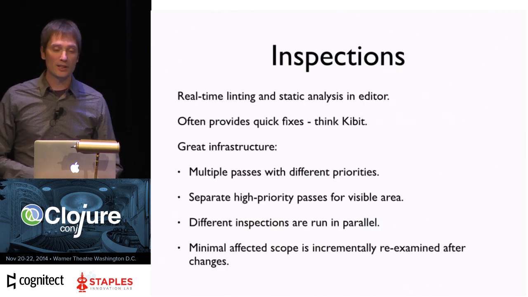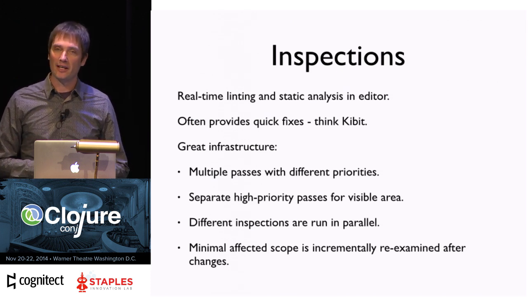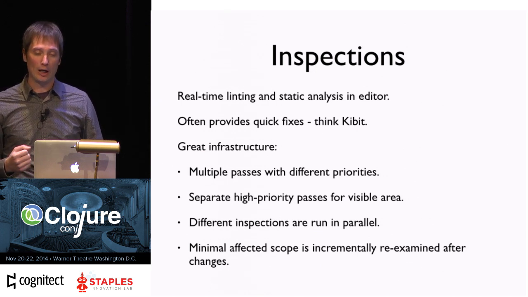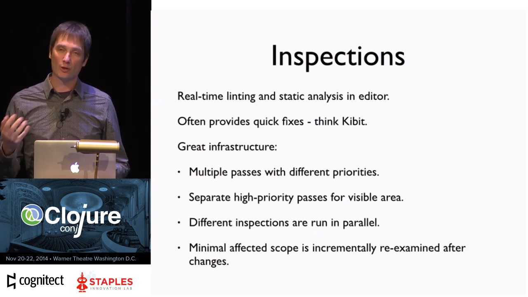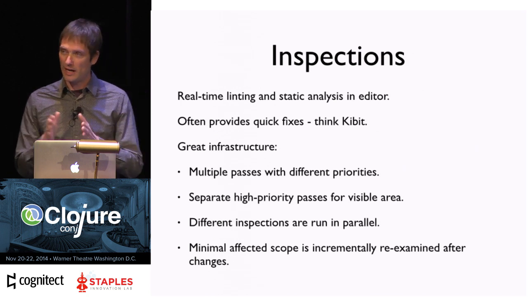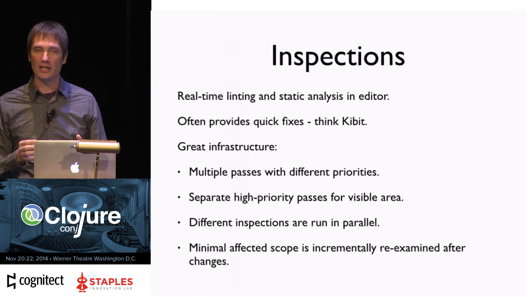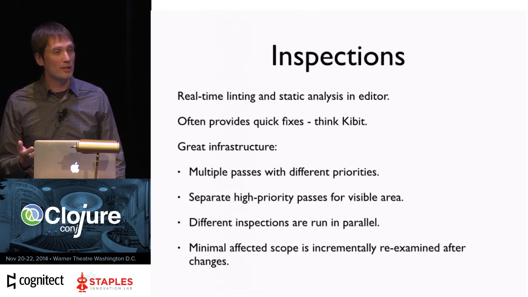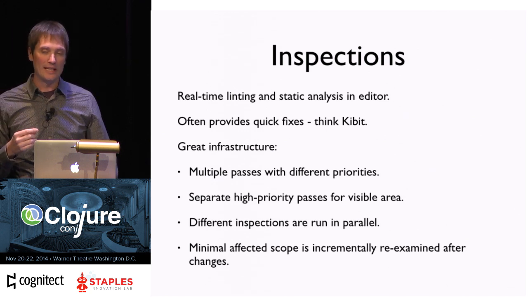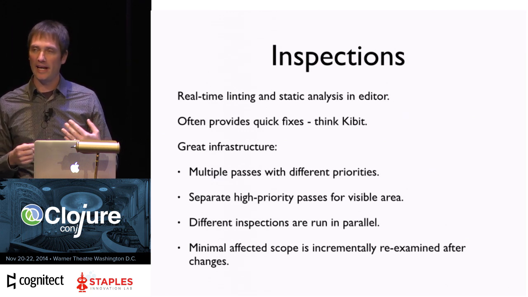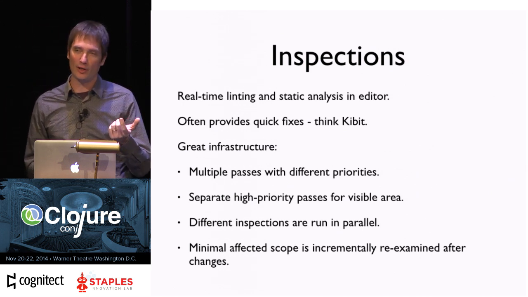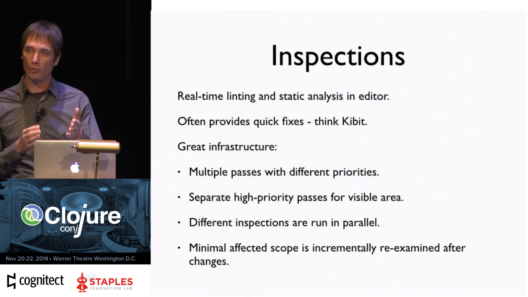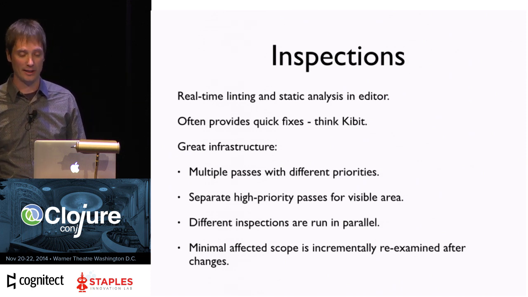Again, the inspections provide real-time linting and static analysis in the editor. If you're familiar with tools like Kibit or Eastwood, they're generally run offline. IntelliJ provides the infrastructure to provide that sort of tooling live in the editor. And again, it's all marked live. As soon as you change something that would produce an error, it's immediately marked, and there's often a fix provided as well. For something like Kibit, normally it will run over your source code and say, hey, at this file, this line, you have this piece of code, you might want to replace it with this other piece of code. In IntelliJ, it can actually provide a quick fix. You just go to the warning and say, make it look like this, and it'll work.